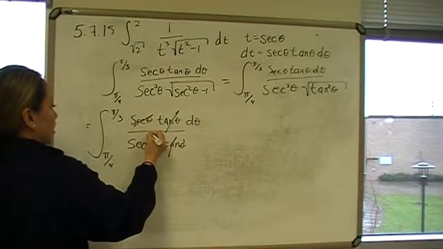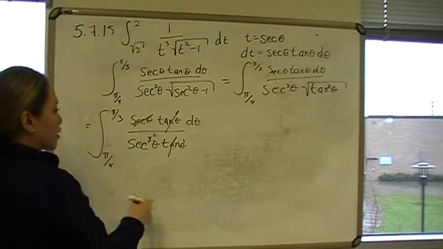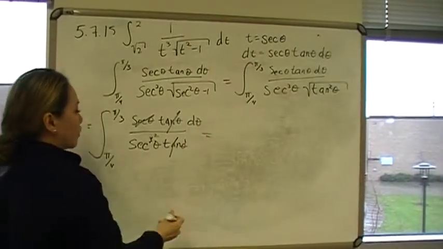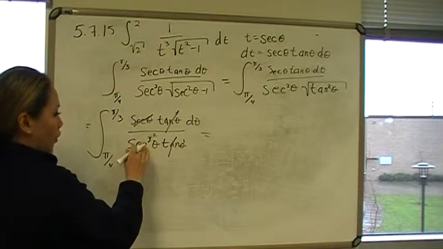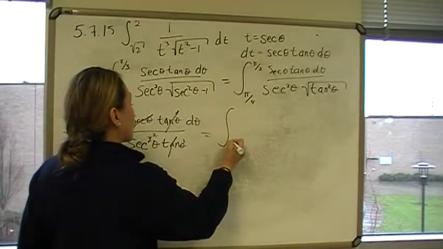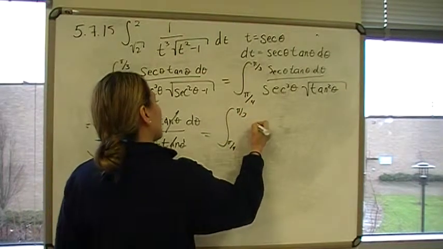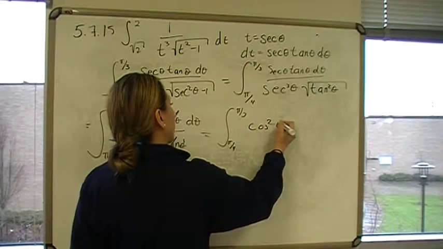This secant cancels out one of these, to leave us with a secant squared. Secant is 1 over cosine, so 1 over secant squared will be just cosine squared. That gives us the integral from pi over 4 to pi over 3 of cosine squared theta d theta.